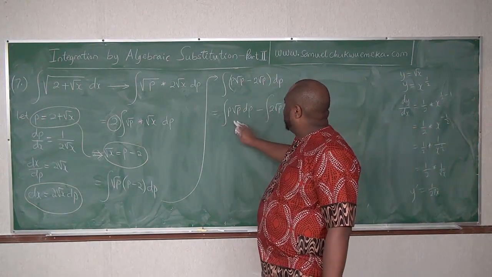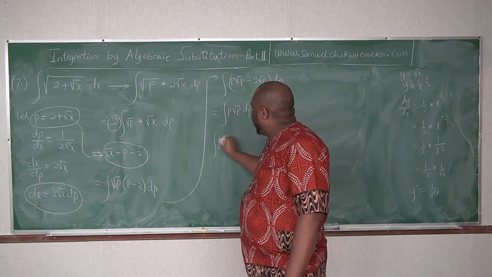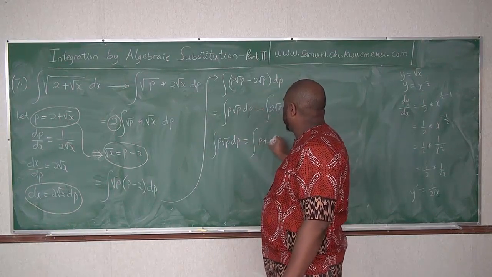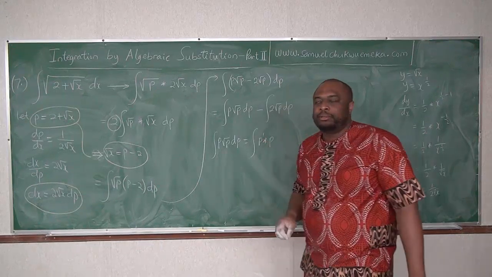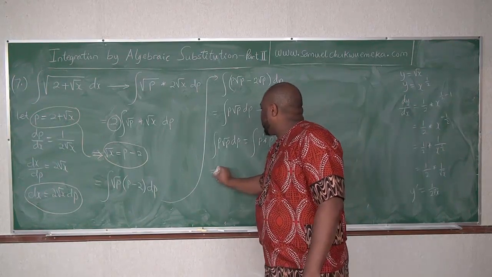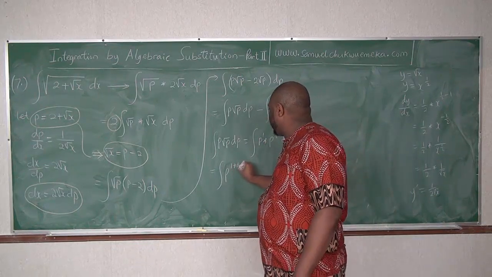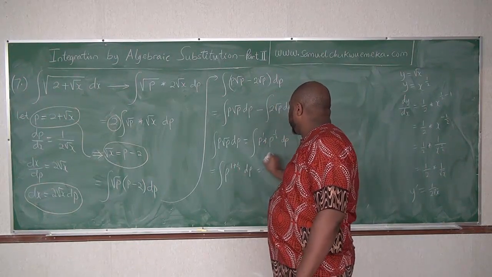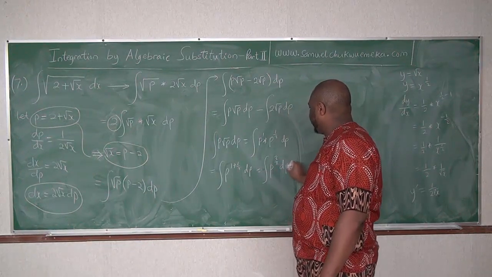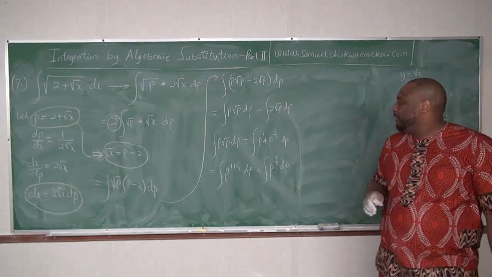So let's start with this guy. Let's do this step by step. The integral of p root p dp is the integral of p times p, this is p exponent 1 times p exponent 1/2 dp. So this gives us integral of p exponent 1 plus 1/2 dp, which is integral of p exponent 3 over 2 dp. 1 plus 1/2 is 1 1/2, which is 3 over 2.